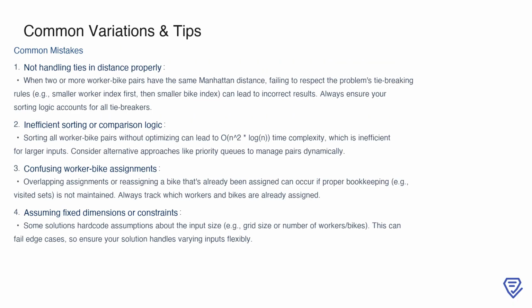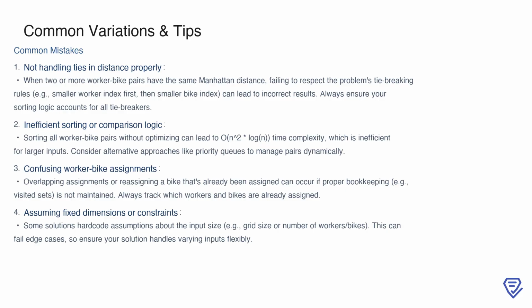When solving this problem, there are several common mistakes to watch out for. First, failing to handle ties and the Manhattan distance properly can result in incorrect assignments. Remember, the problem specifies that if two worker bike pairs have the same distance, you must prioritize the worker with the smaller index, and if there's still a tie, the bike with the smaller index. Your sorting logic must respect these tie-breaking rules.